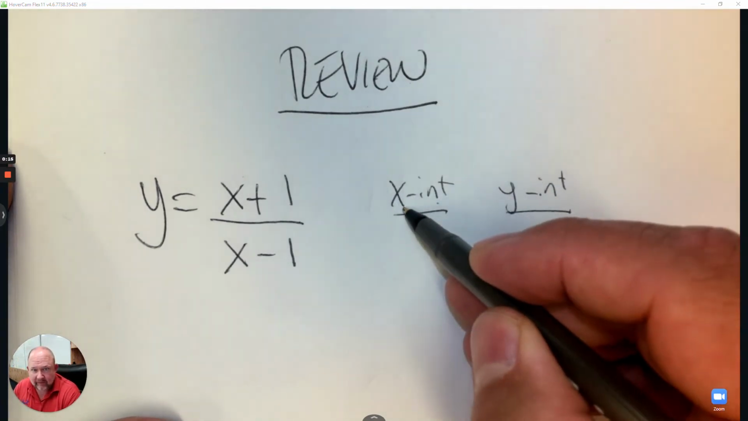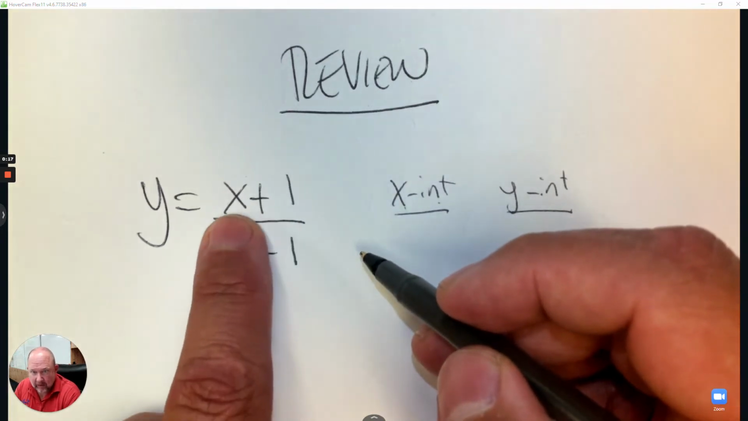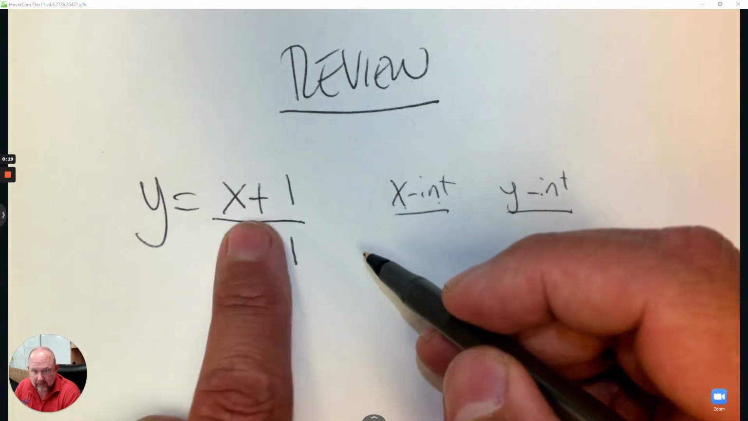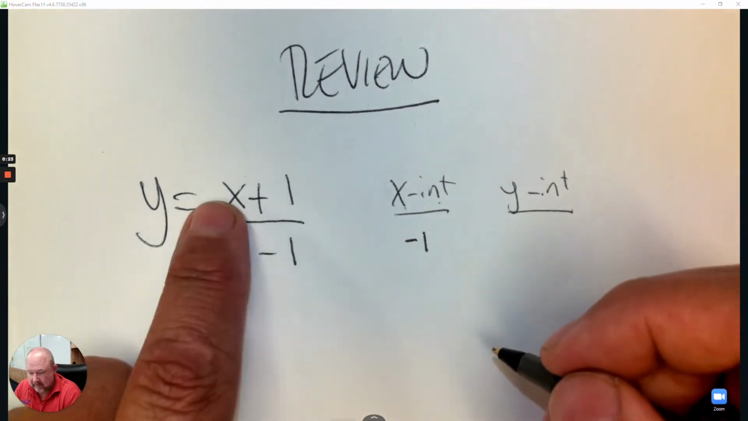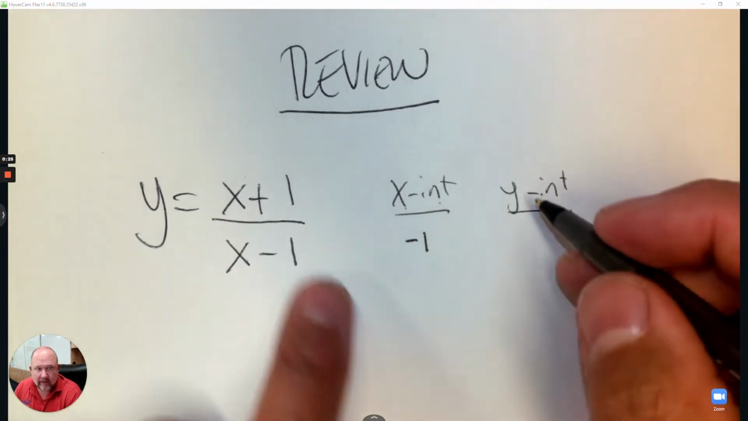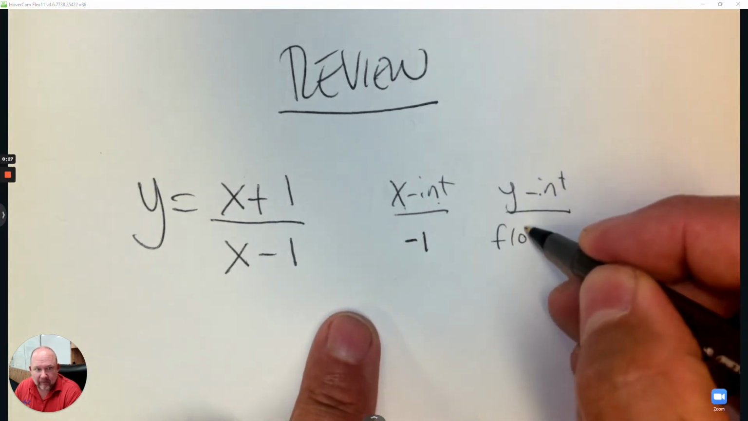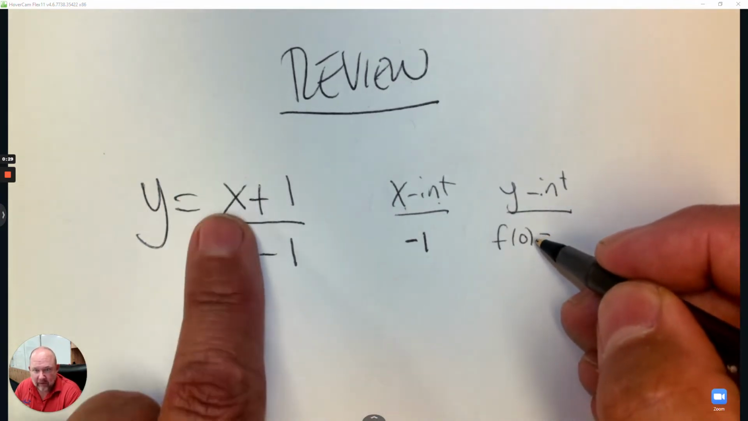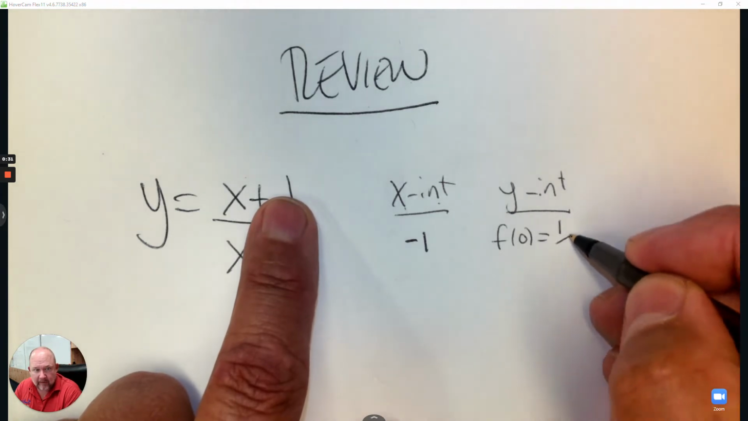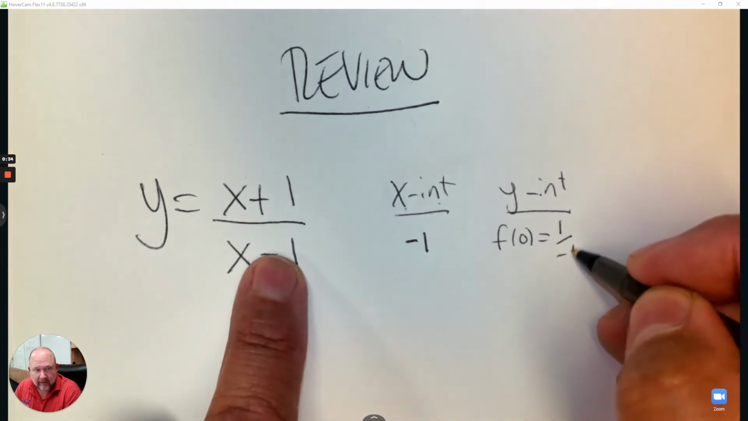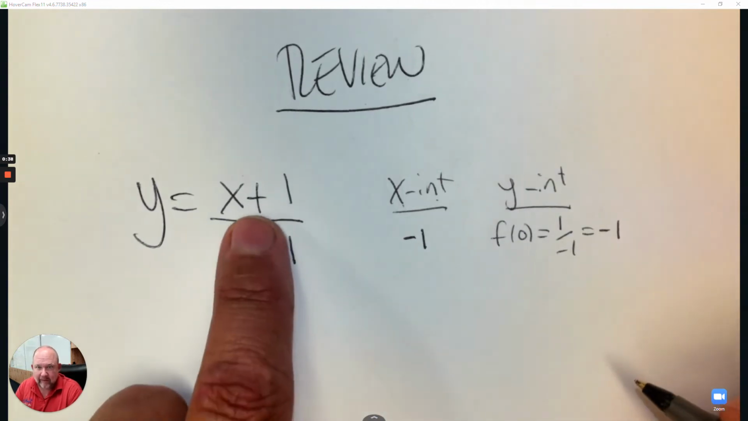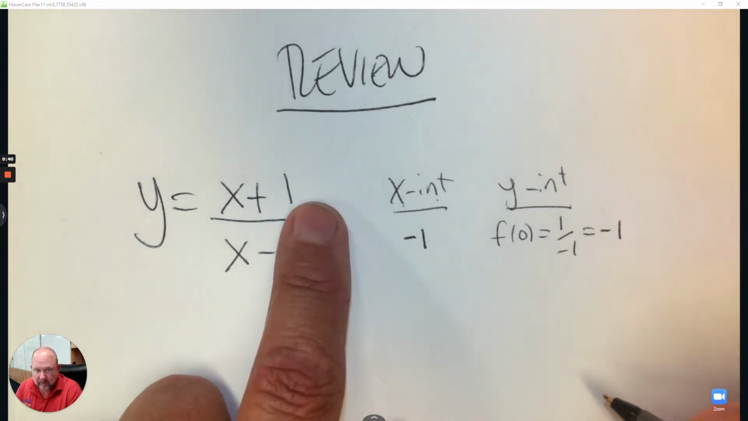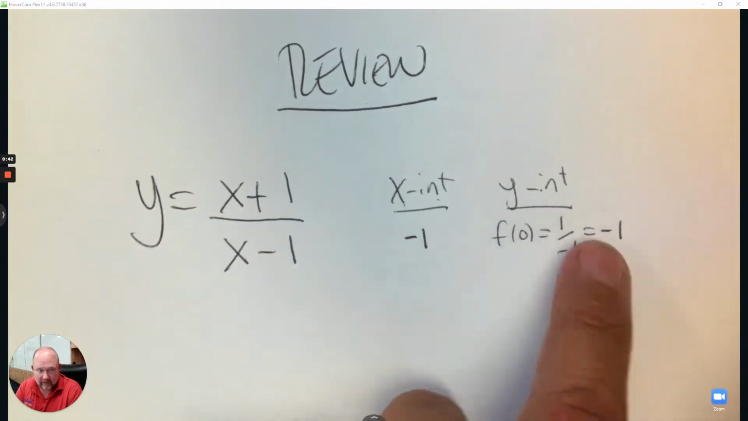To find the x-intercept, you look at the numerator. What number makes this numerator 0? And so the x-intercept's -1, because -1 plus 1 is 0. The y-intercept, you plug in 0 for x. So if I plug in 0, 0 plus 1, 0 subtract 1, and divide, then the y-intercept is -1. So understand the numerator equal to 0, plug in 0 for x, and solve them.